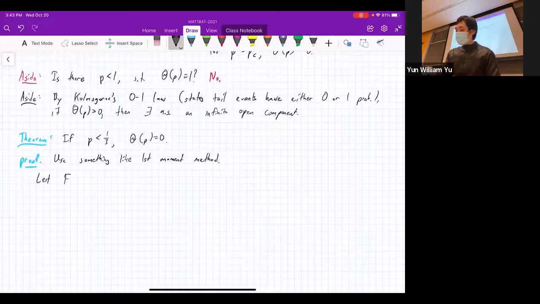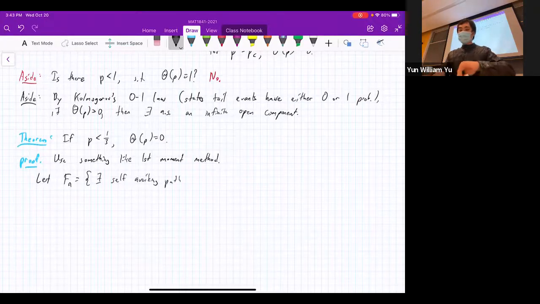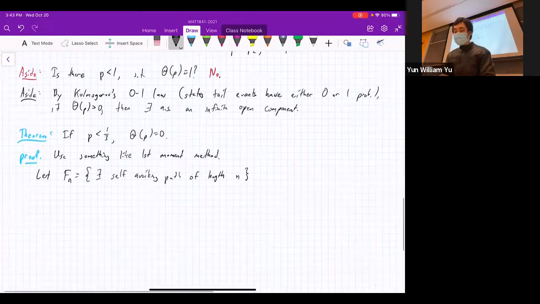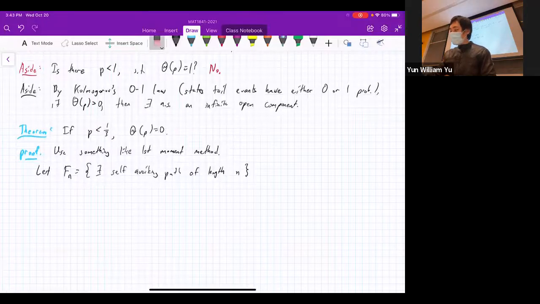Okay, so let's let F_n be equal to the event that there exists a self-avoiding open path of length n. What do we mean by a self-avoiding path? Just a path that doesn't cross itself, of length n, starting at zero. And this is an event.